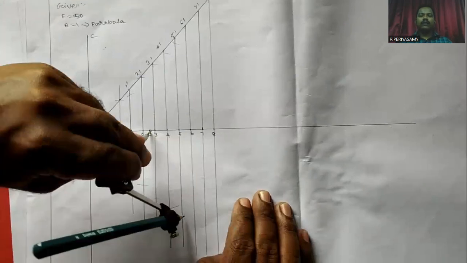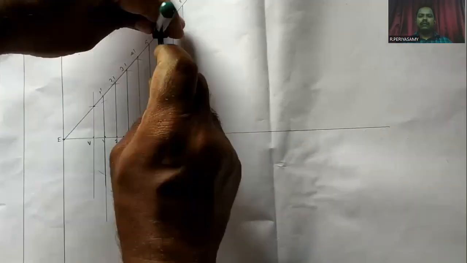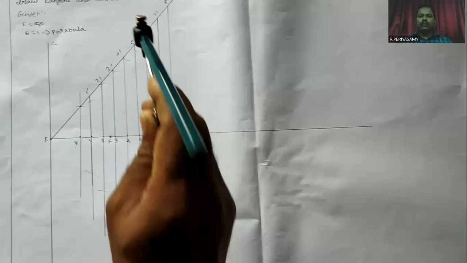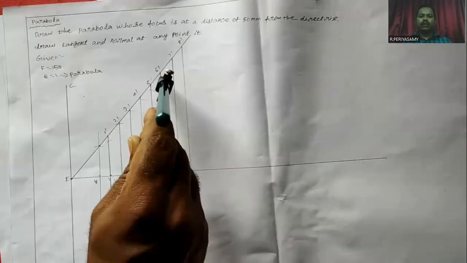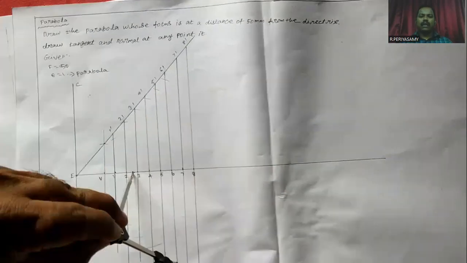In the same way, we follow for points 6, 7, and 8. Now we measure the 6 dash distance. We keep the compass at the focus and make arcs above and below the 6 dash line. Next, we measure the 7 dash distance.